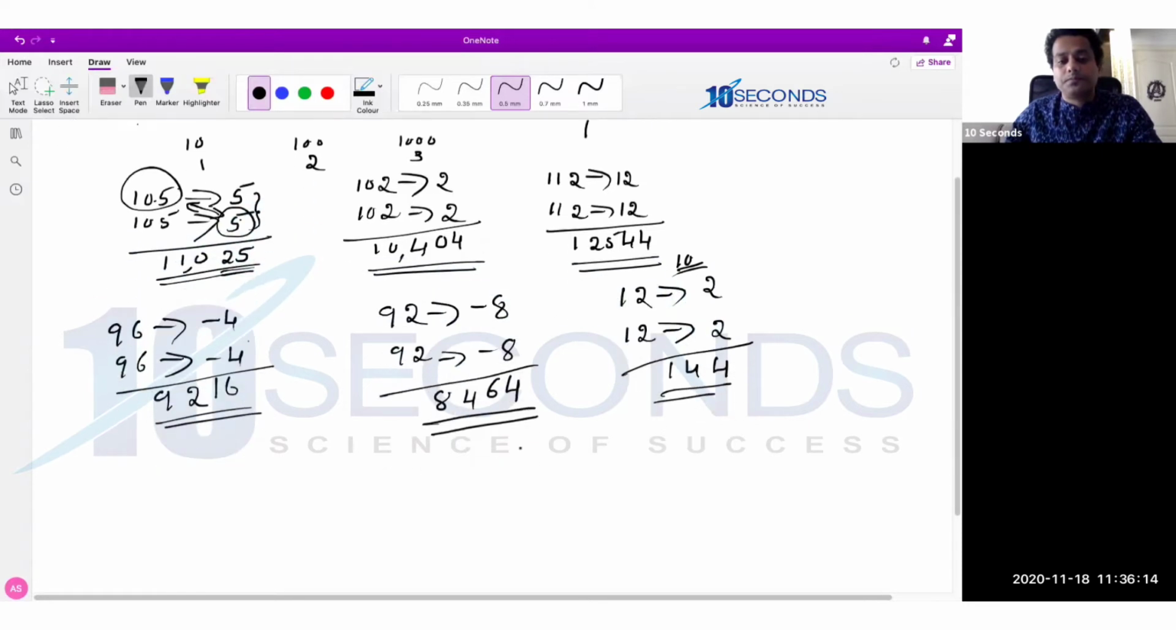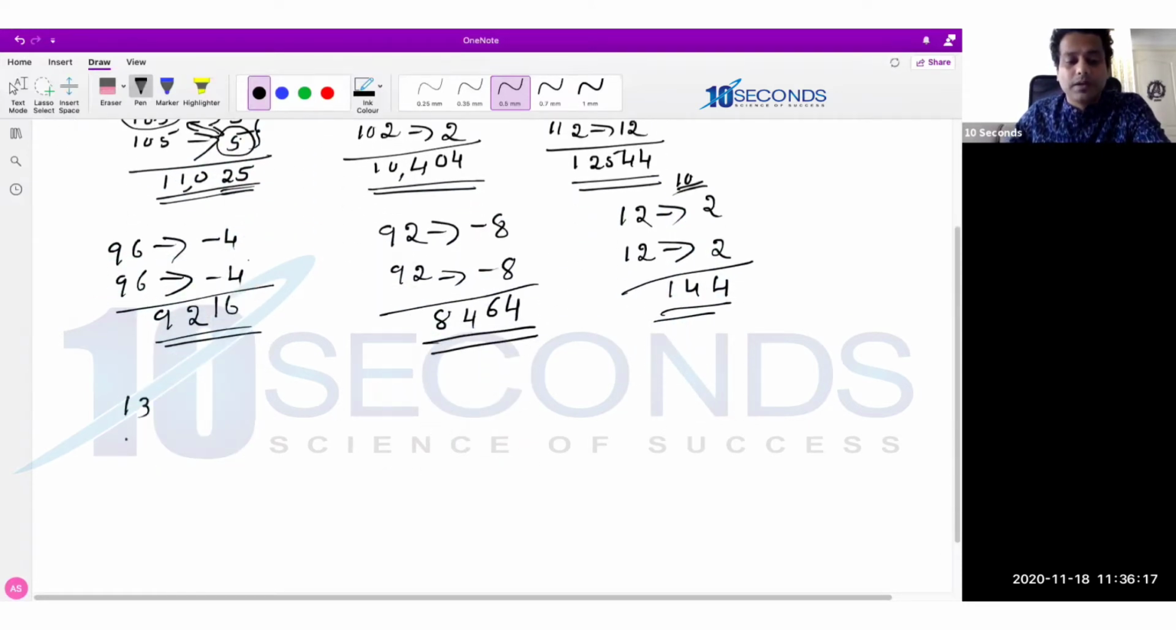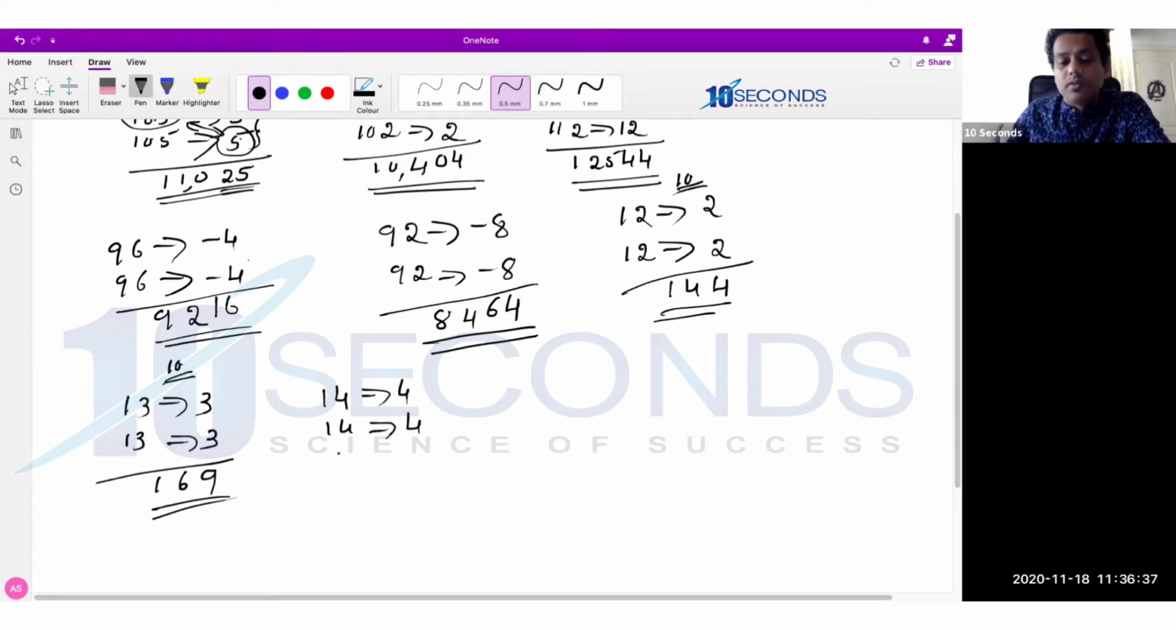If I take 13 into 13, 3 more than 10, 3 more than 10. 3 into 3 is 9. 10 is the base, remember, only one digit allowed. 13 plus 3 is 16, so you can see 169. 14 into 14, 4 more than 10, 4 more than 10, 4 into 4 is 16, two digits are there. You're allowed to write only 6, the 1 you need to carry, remember, because 10 is the base. 14 plus 4 is 18, 18 plus 1 carry is 19, so 14 into 14 is 196, right?